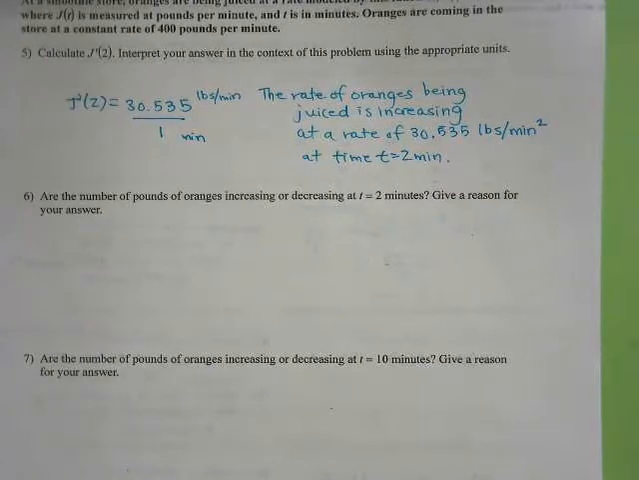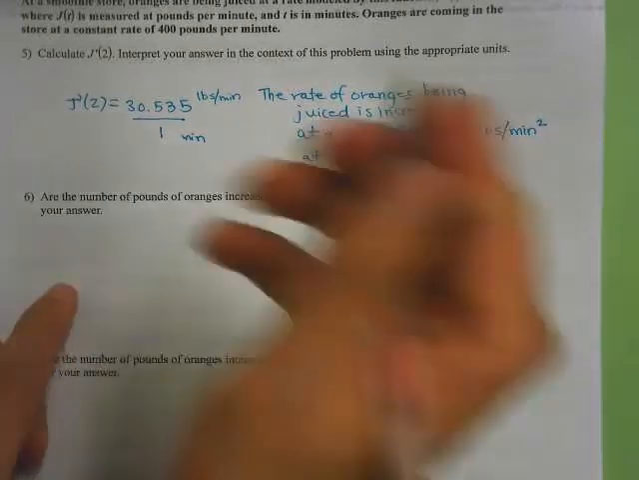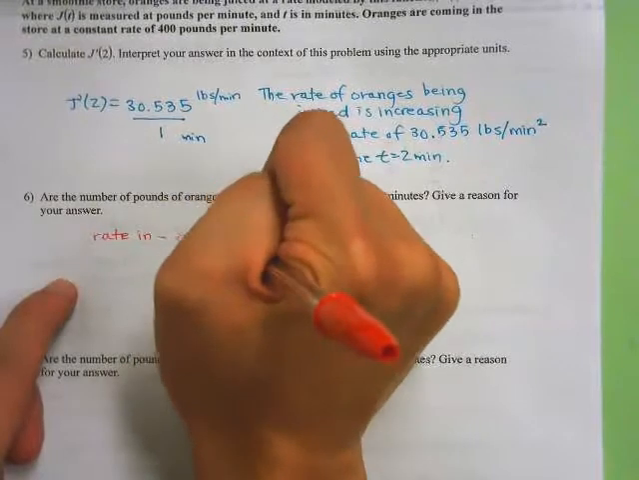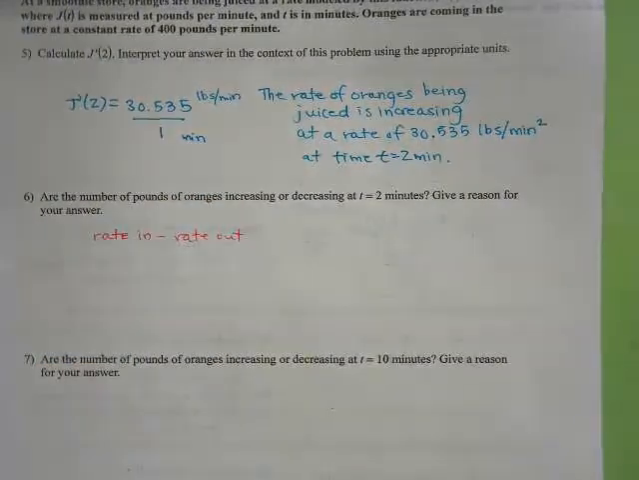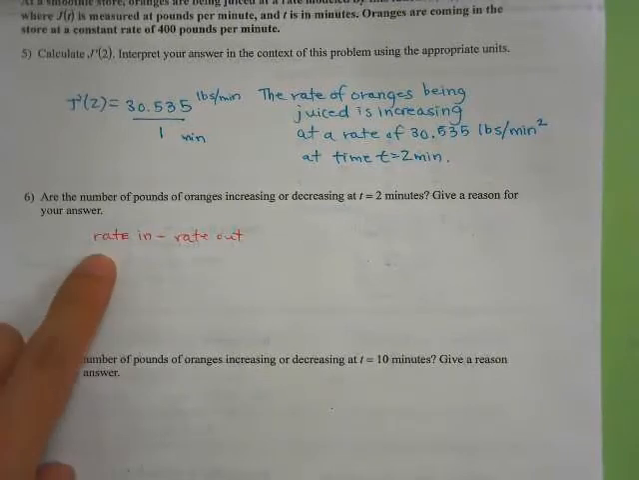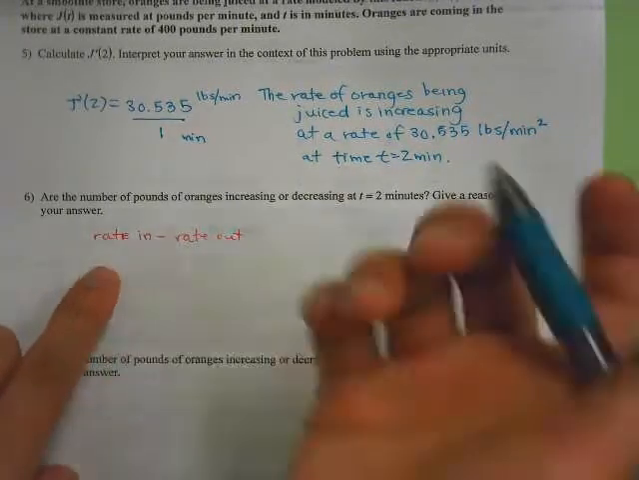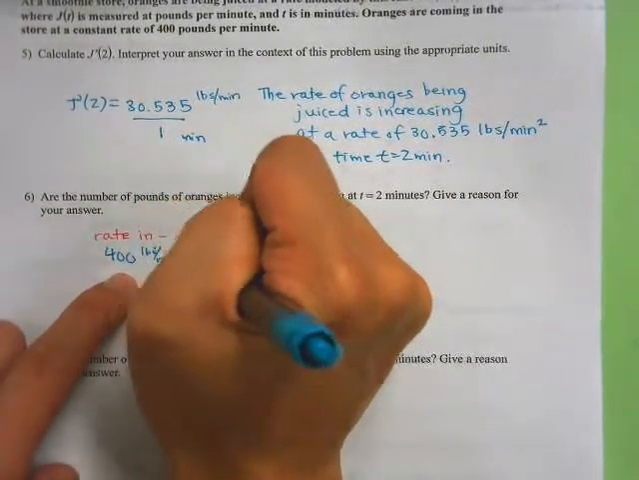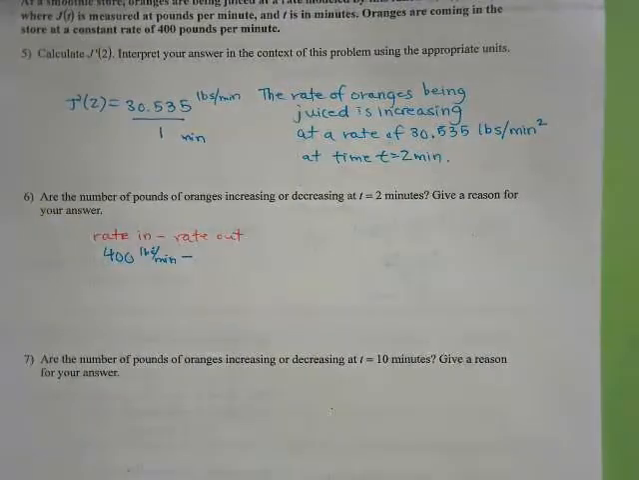Number 6. Are the number of pounds of oranges increasing or decreasing at t equals 2 minutes? Give a reason for your answer. Again, here is one of your rate in minus rate out problems. We have to incorporate these two to figure out at that certain time if it's going to be positive or negative. What is the rate of the oranges coming in? The rate in is 400 pounds per minute. You can just put 400, because that's going to be constant.